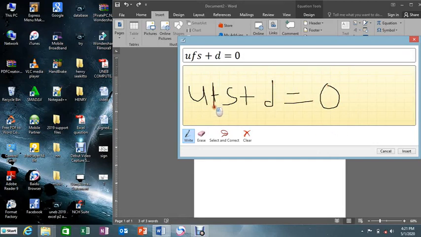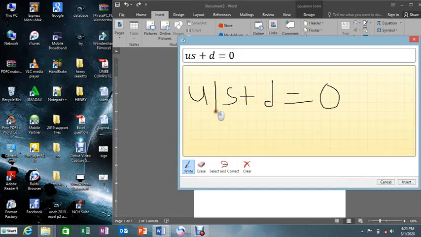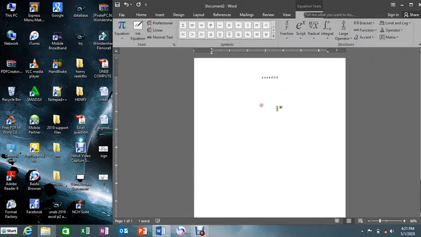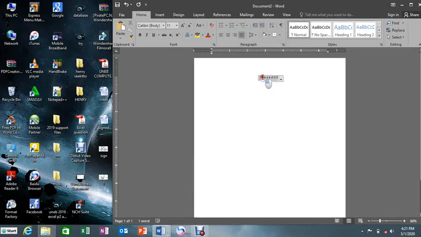This is plus. Assuming that I'm writing this, it is a plus symbol, so I need U, then a plus. Are we together? So this is the equation I want to appear on the other side. So I will say insert. The equation will come automatically as that. So I can increase the size of that equation such that everyone can see it.